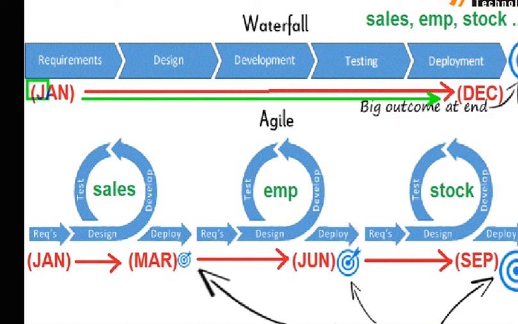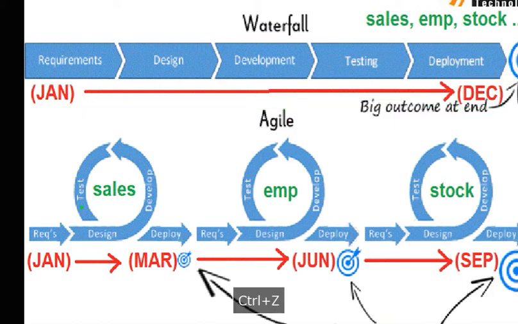In case I started this process in the month of January and I delivered in the month of December, approximately it will take 1 year to complete this project. So the client has to wait for 1 year. But if you go with this Agile model, I will deliver a first module. Say sales is my first module. First I will gather the requirements for the sales module. I will design it, develop, test and I will deploy it.